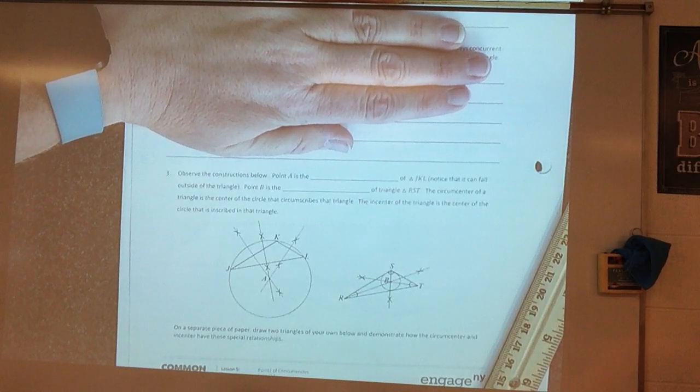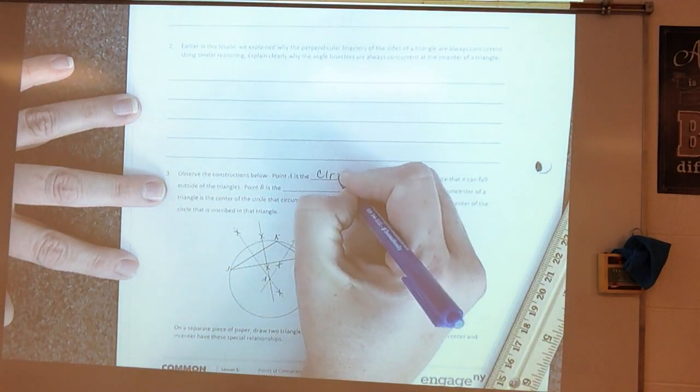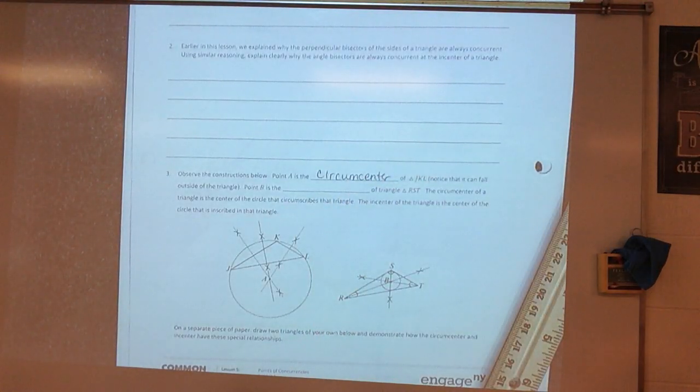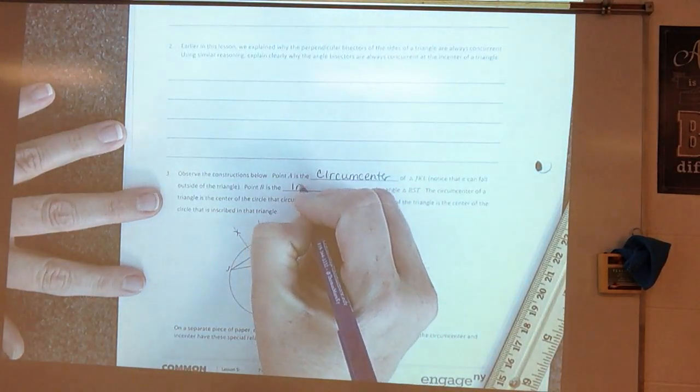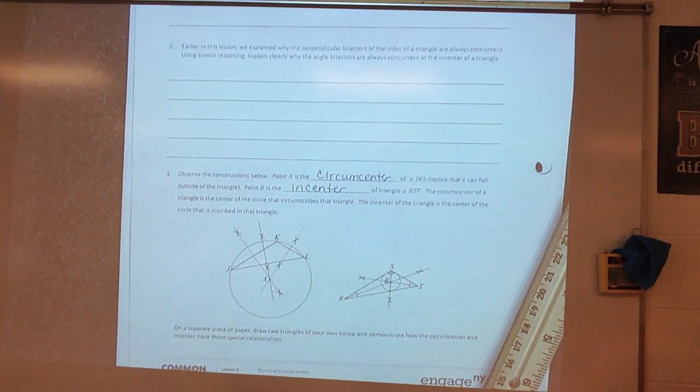All right, so observe the construction below. Point A is the circumcenter of the triangle JKL. Notice that it can fall outside of the triangle. Point B is the incenter of triangle RST. The circumcenter of the triangle is the center of the circle that circumscribes the triangle. The incenter of the triangle is the center of the circle that is inscribed in that triangle.